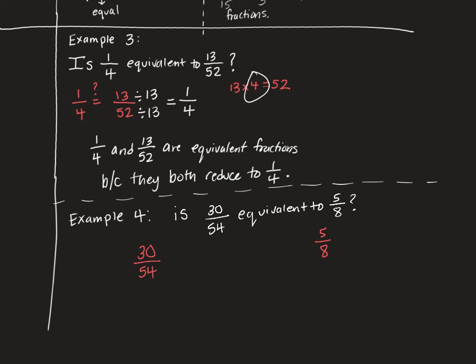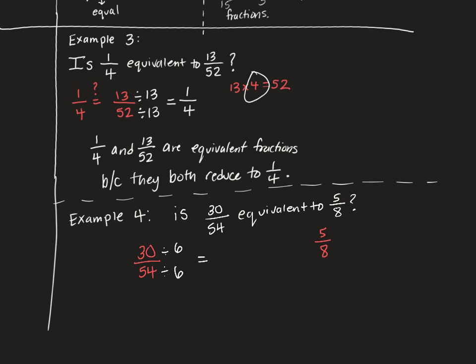Now think of a number that they have in common. What is a number that divides 30 that also divides 54? Well, let's see, 30 is divisible by 1, 2, 5, and 6, and 15, but 15 doesn't divide 54, so I think 6 goes into both of those. Let's try 6.